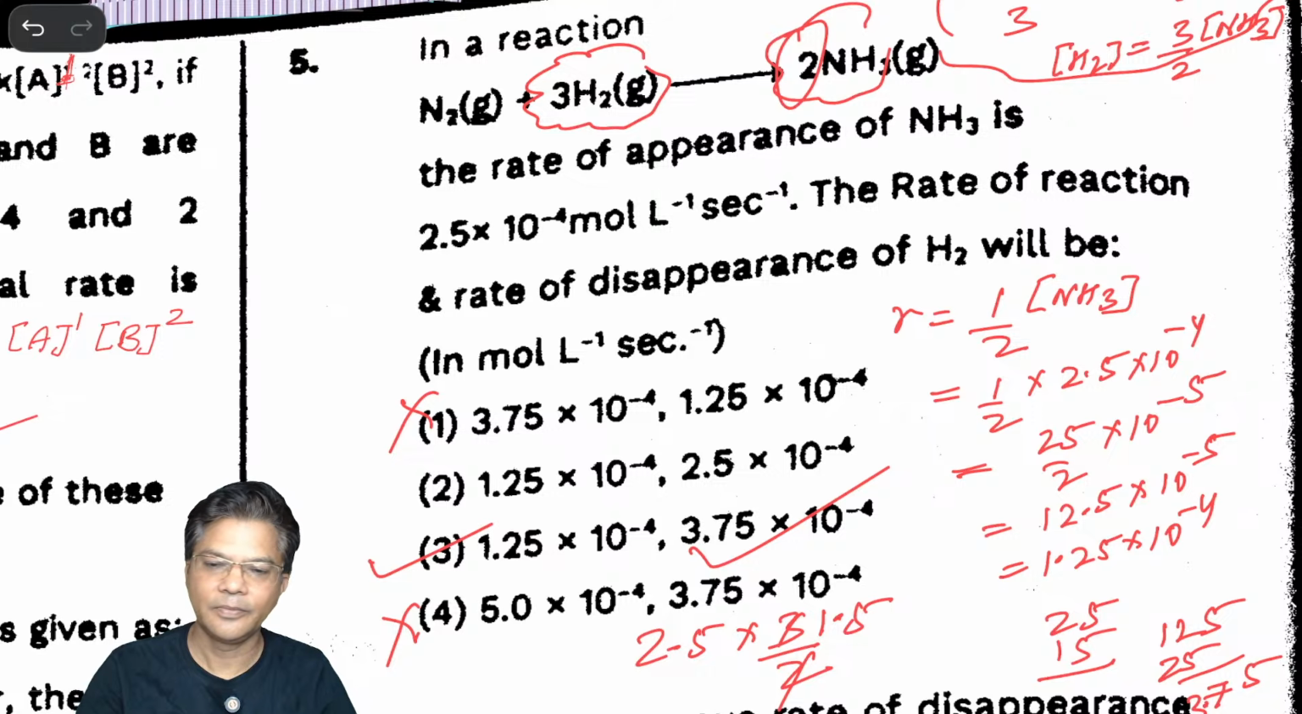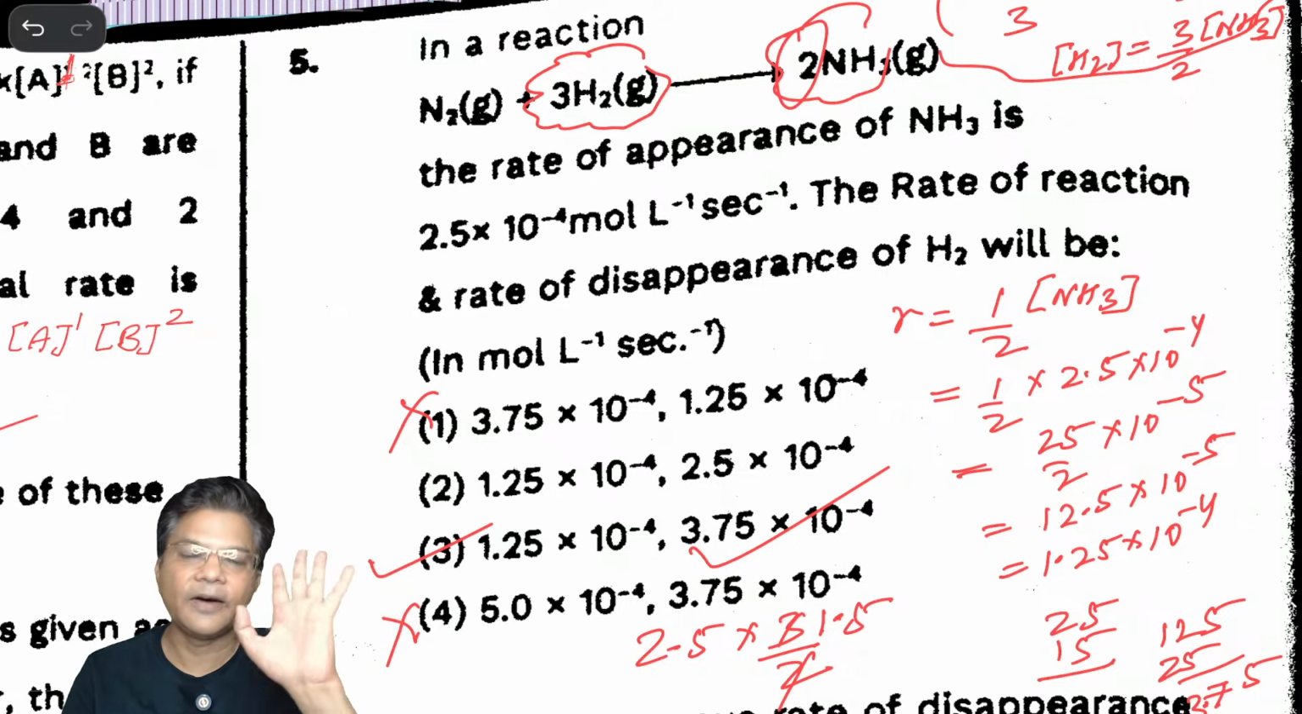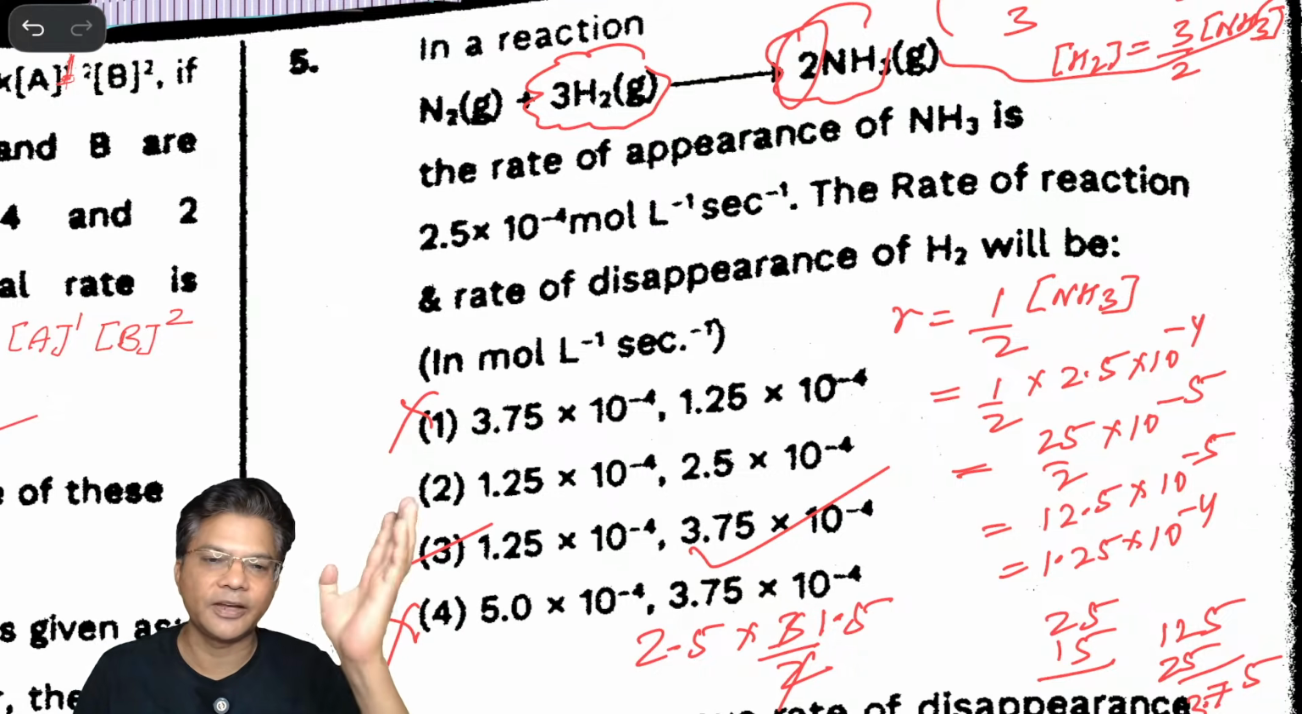Kids, tell me, is it easy peasy lemon squeezy or not? 37.5. Yes, half of 75 is 37.5, or 3.75 into 10 to the power minus 4, or 37.5 into 10 to the power minus 5. Now, have you solved the 5 minutes question just in fractions of seconds?